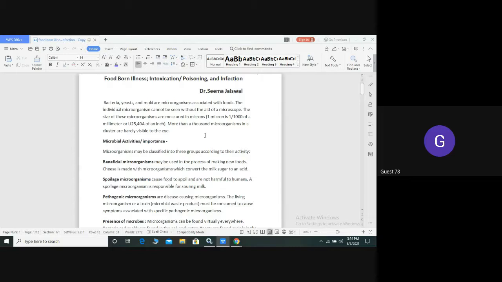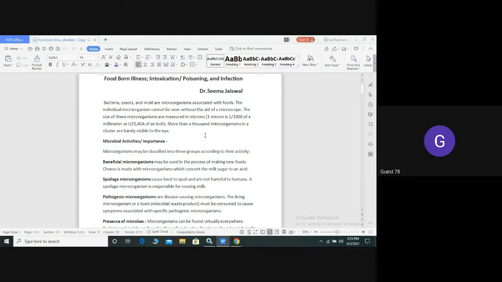In differences of infection, you have to clear the concept of infection. Now we are going to talk about intoxication and poisoning. As we all know, before dealing with intoxication or poisoning, we have to remind ourselves of the characteristics of microorganisms, as we already discussed in the chapter on characteristics of microorganisms, where we discussed the nature of microorganisms.